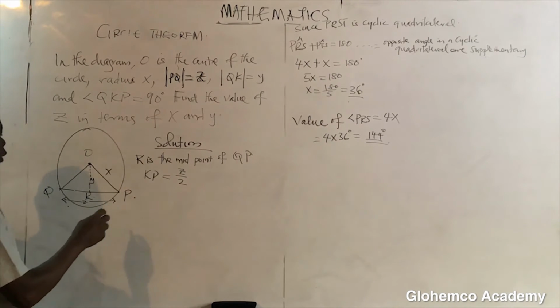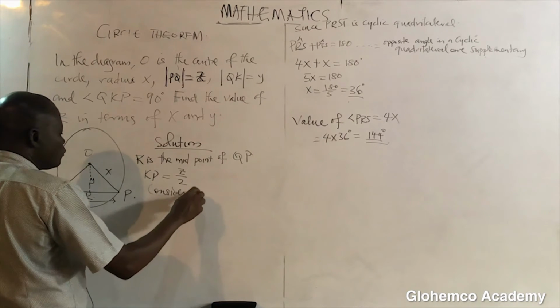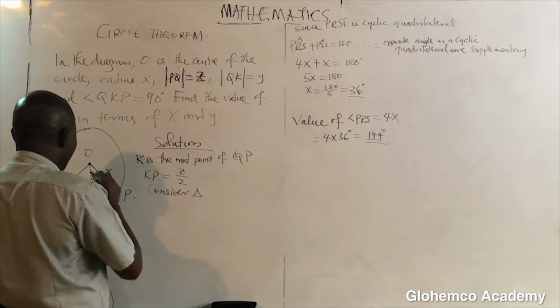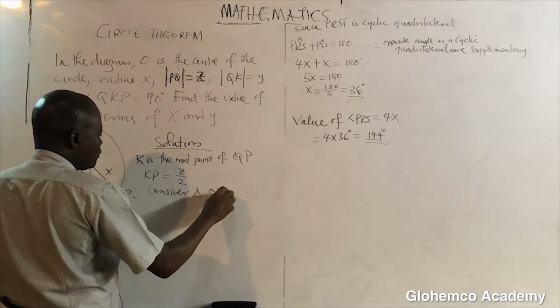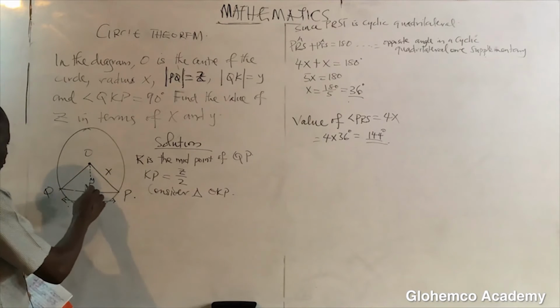Now, we have this one as Z over 2, this one is Y, and this is X. We can consider triangle OKP. When you consider triangle OKP, what happens? We want to find the value of Z in terms of these.